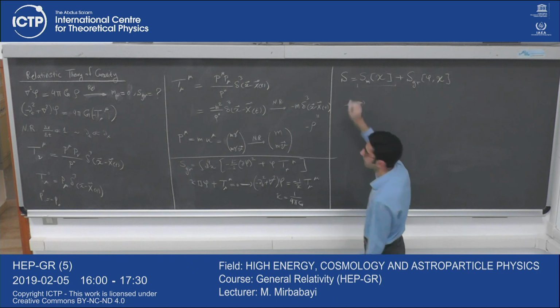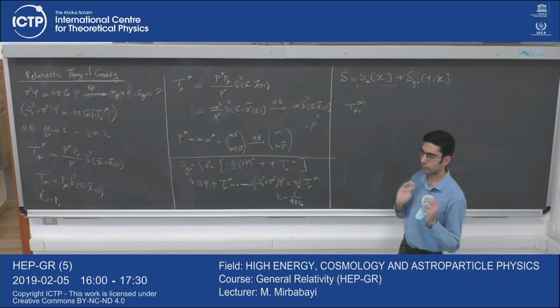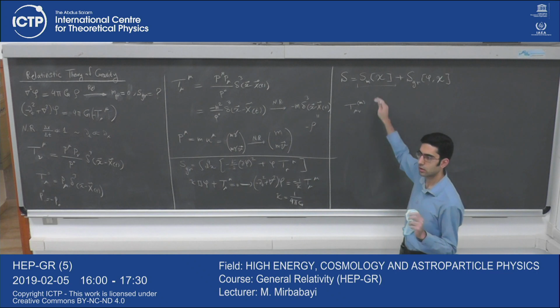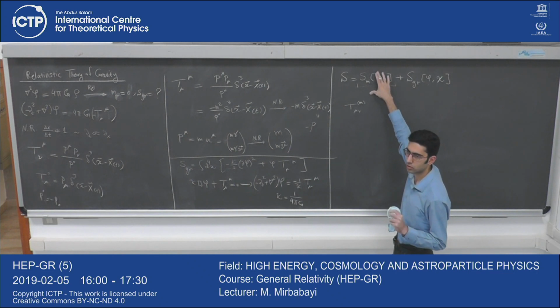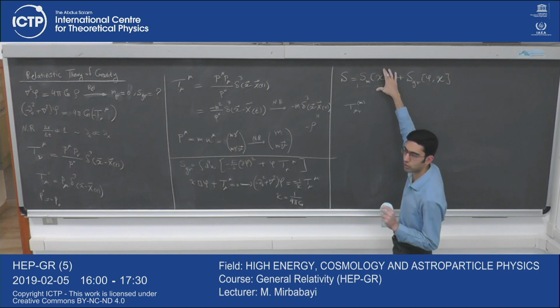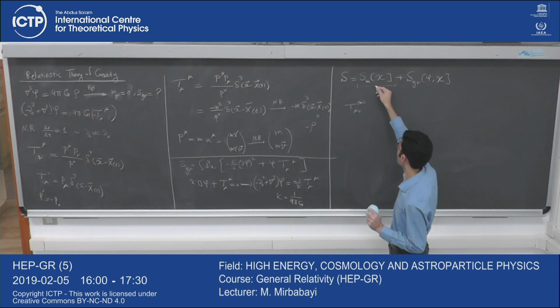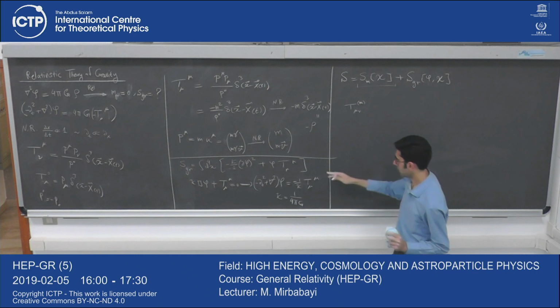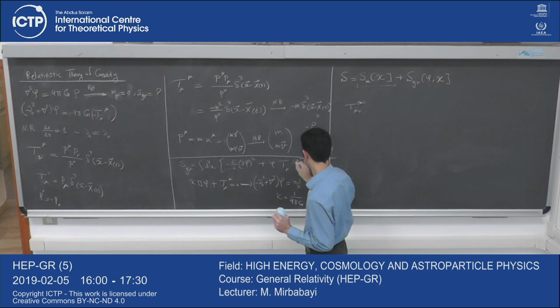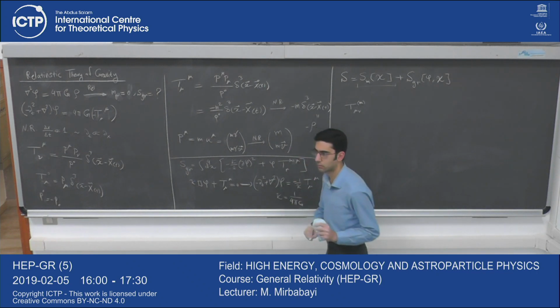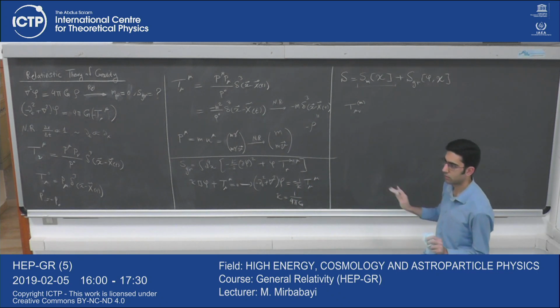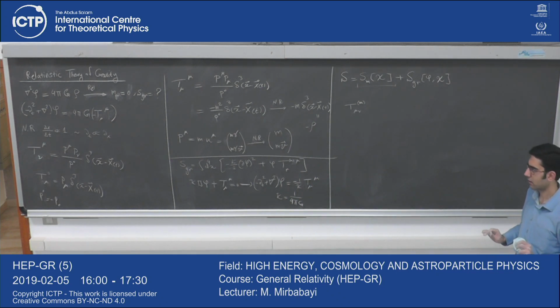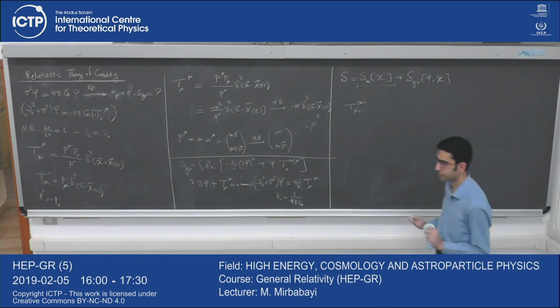So if you take this matter action, you can just follow the Noether procedure to calculate the T mu nu, the stress energy tensor that comes from this part of the action. So that is unambiguously defined. There will be a T mu nu matter. And then I can put an index m here. So then now everything is completely unambiguous.